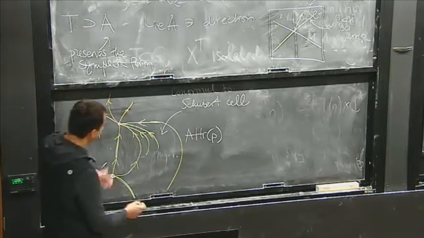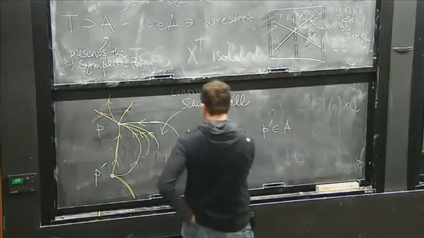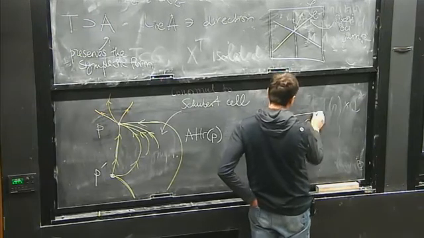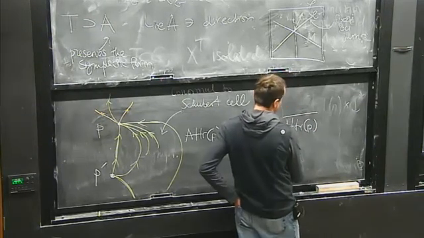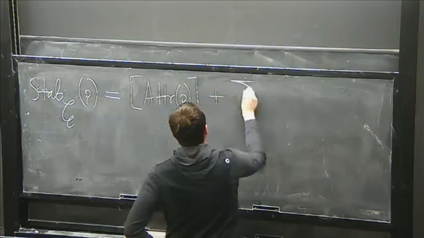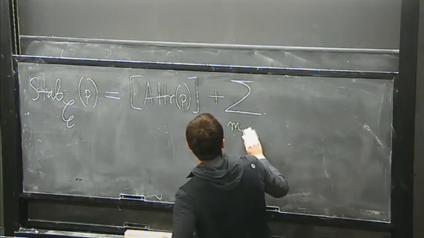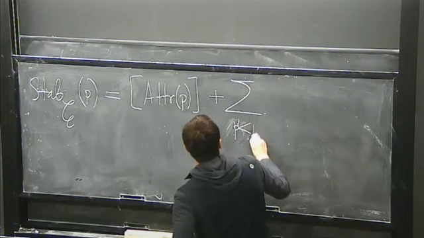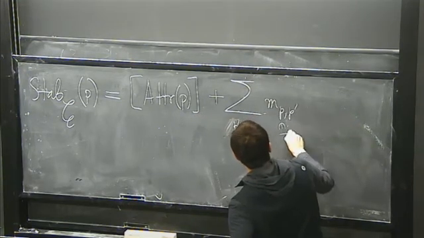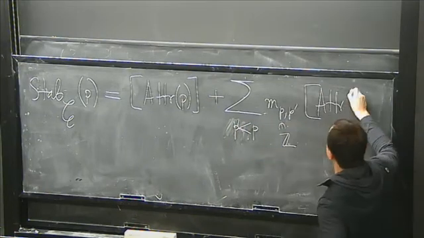So if P prime belongs to the closure of the attracting manifold of P, and we say that P prime is less than or equal to P, plus a combination with some coefficients, maybe call it M, sum over P prime less than P, with some coefficients M_{P,P'}, which are integer coefficients, of the classes of the attracting manifold in P prime.